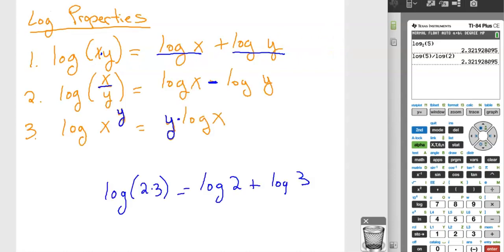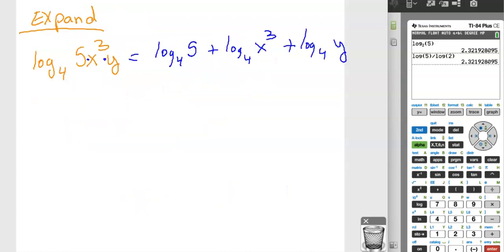Again, that first property says if I'm multiplying them together, it's the same as the addition of each log. Notice a couple things. One, the base of 4 was written on every one of them, so don't forget the base. And then I added each one of these, so 5, x cubed, and y. Now the thing is, am I done expanding?